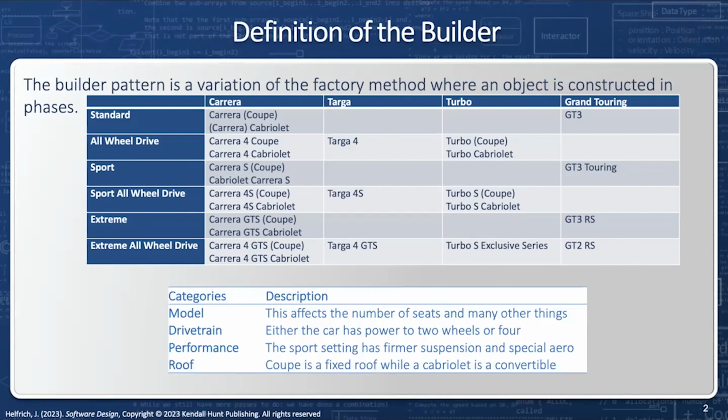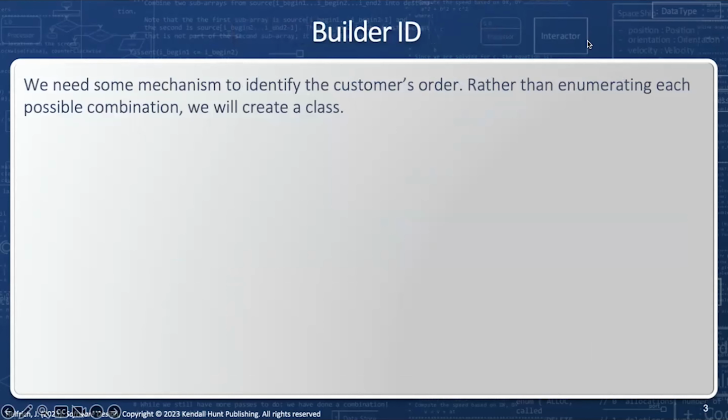But now we'll notice that there's actually four different categories. There's the model, there's the drivetrain, there's the performance mode, as well as the roof style. So let's see if we can use the builder design pattern to help us to solve this problem. The first thing we need is a builder ID. This is some mechanism to identify the customer's order.